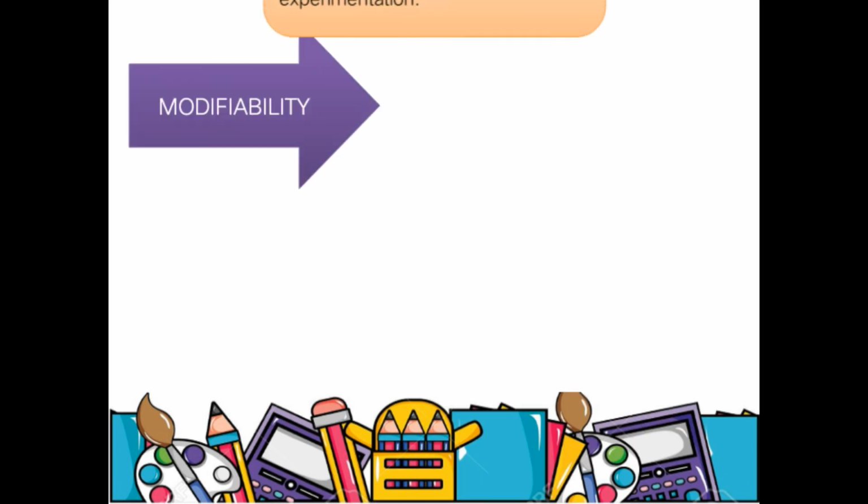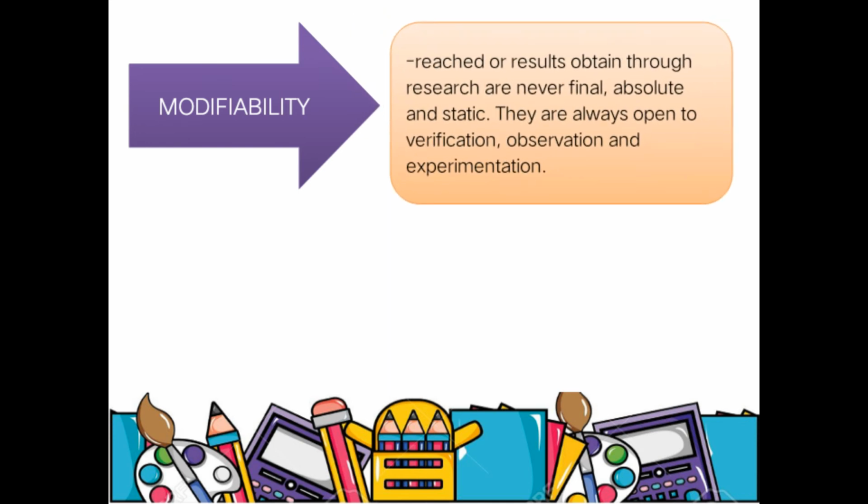Modifiability. Research results obtained through research are never final, absolute, and static. They are always open to verification, observation, and experimentation. Modifiability always allows changes to the results of the research. Research will never be modified if there is no concrete or final verification of the study.